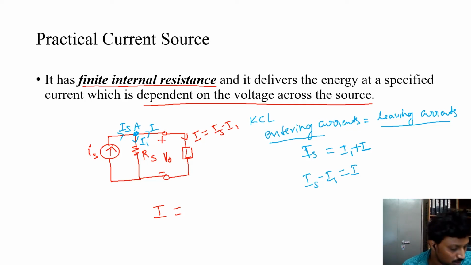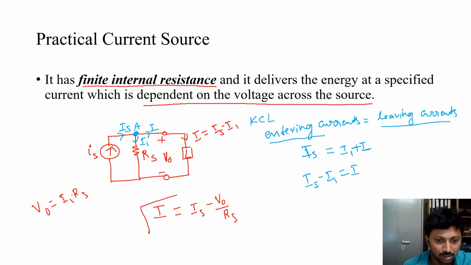So what is the I here? Is is the same. What is the I1? I1 is equal to V naught by Rs. What is the voltage drop across this resistance? Here V naught is equal to I1 into Rs.